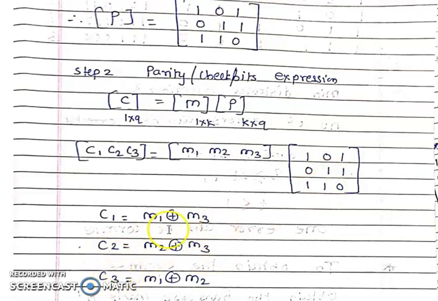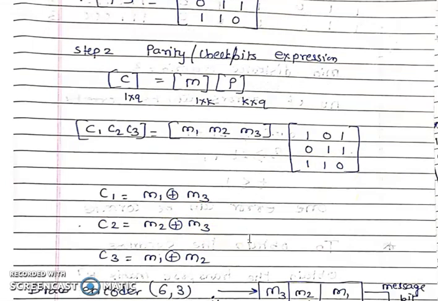Similarly, C3 will be calculated by multiplying the first row, M1, M2, M3, into the third column, where we have 1, 1, 0. That means only M1 and M2 will be there in the C3 equation. M3 will not be there. This way we have calculated the equations of C1, C2 and C3.